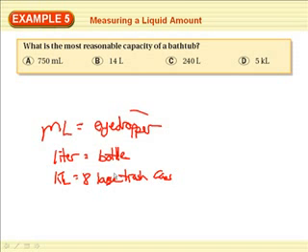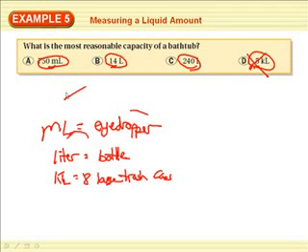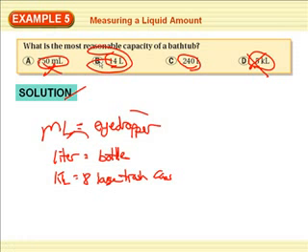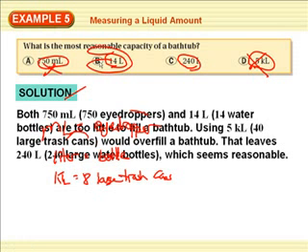Okay? So if we start looking at these, what is the most reasonable capacity of a bathtub? So 750, would we use an eyedropper and fill it up with 750 milliliters? Is it about 14 bottles of water? Is it about 240 bottles of water? Is it about 5 large trash cans? Well, I don't think it's that, and I don't think it's this one. I'm going to guess 14 bottles of water. Let's see what they say. I'm really bad at metrics, so we'll see what happens.